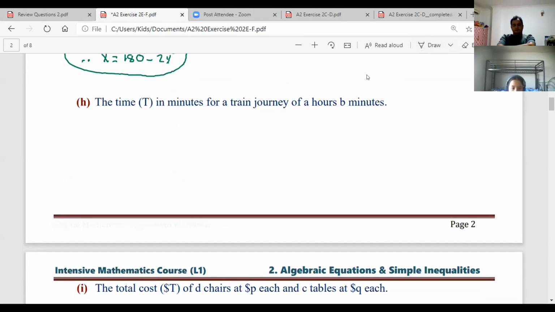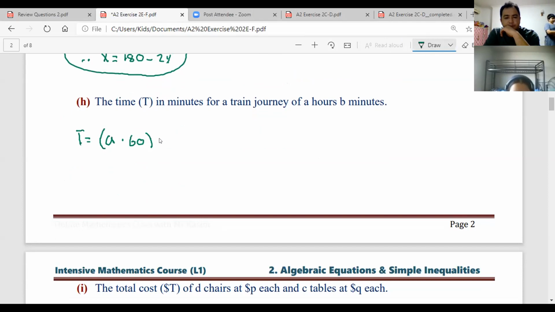The time T in minutes for a train journey of A hours and B minutes. Okay, but we need to write this in minutes, right? Yeah, I got that. So first write capital T equals. So we do A times 60, because for the minutes, right? Times 60 plus B. All right.